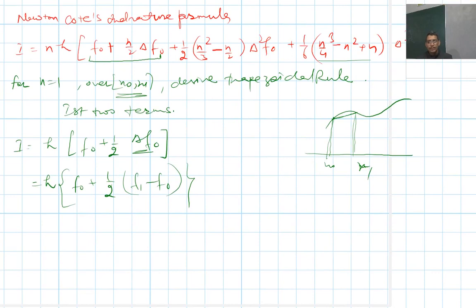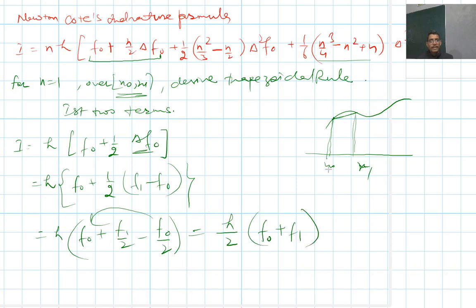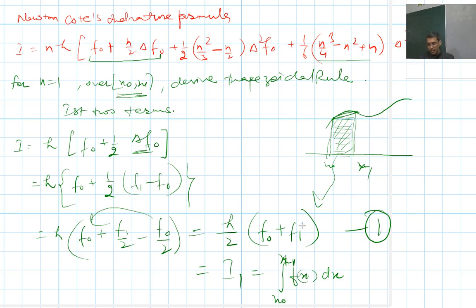If I put this value, it can be written as h [f0 plus f1/2 minus f0/2], and when both are put together, it becomes h by 2, which can be taken outside, and inside it is f0 plus f1, right? So this region is approximated by this, because this shaded portion is represented by this particular equation. Now we will generalize this to determine the whole integral. Let us call it I1, and it is the integral from x0 to x1 of f(x) dx. So now I will use this idea to integrate the full integral.